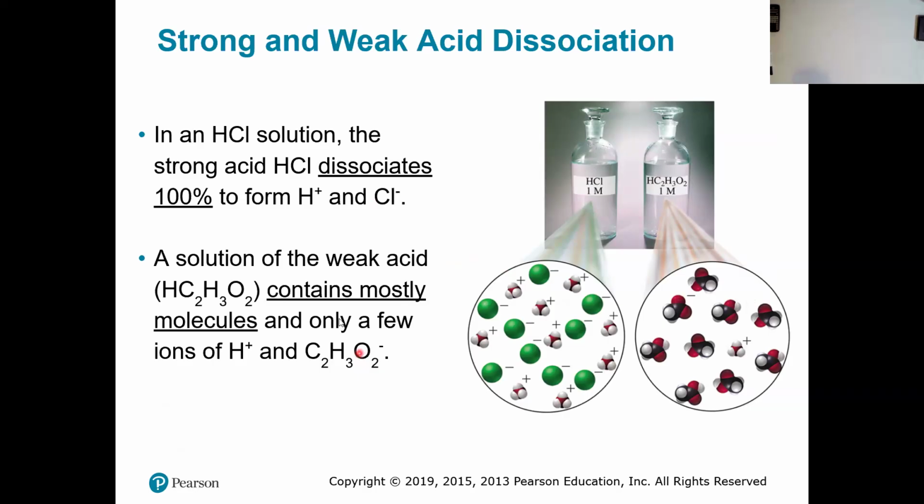This is just repeating what we just said here. So examples of a strong acid is something like HCl, which will completely dissociate into H plus and Cl minus. An example of a weak acid is something like acetic acid, which is going to mostly contain acetic acid when it dissolves, but there'll be a few H plus ions and a few acetate ions that are floating around in solution as well.